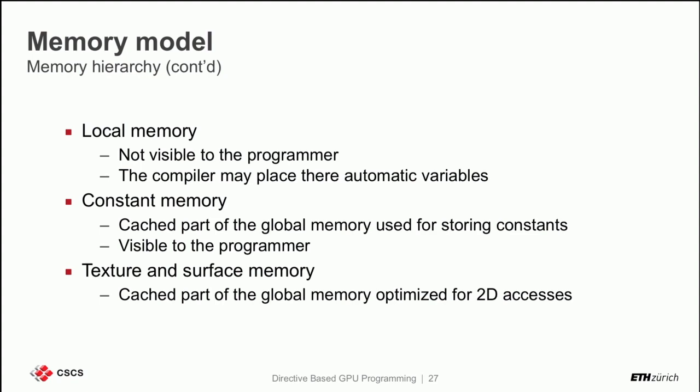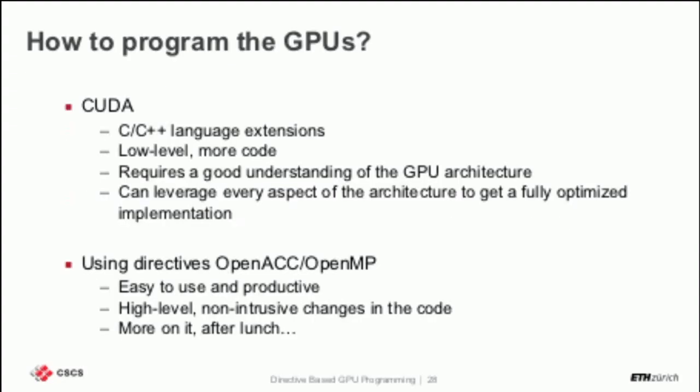And then there is another one called texture and surface memory. This comes from the graphics background of the GPU, because remember that the major purpose of GPUs some years ago was to render graphics. So this is optimized for two-dimensional access, so you can access something in one direction and in the other direction efficiently. They are also processed in special units, but I'm just mentioning all of this here.